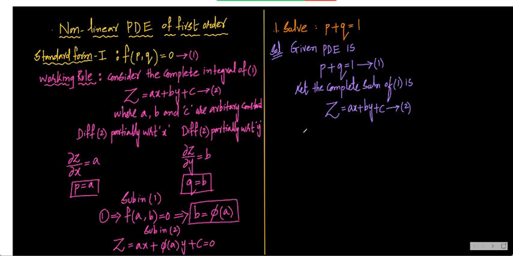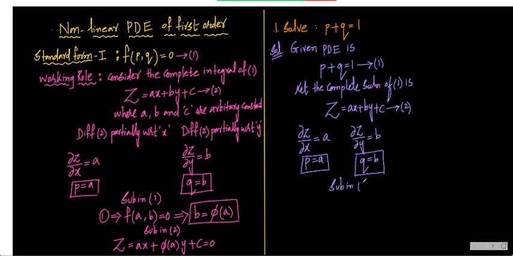Now if you differentiate z partially with respect to x, what is the answer? a. And already we have shown this in the process also. p value is a, right? Differentiating z with respect to y, the answer is b. This is called q. q is equal to b. So after getting the values of a and b, we have to substitute in equation number 1. So our equation number 1 reduces to a plus b is equal to 1.